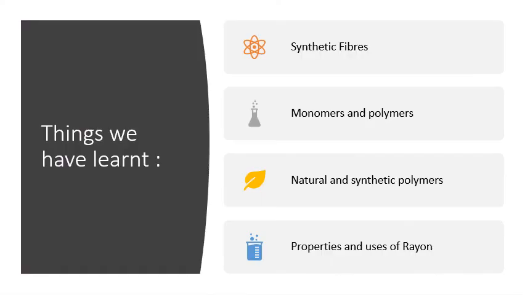So now children, today we all have learnt about synthetic fibers, monomers and polymers. We have also studied the process of polymerization, natural and synthetic fibers, and yes, we have learnt about a kind of synthetic fiber, that is rayon, and its properties as well as uses. I hope things are clear to you.